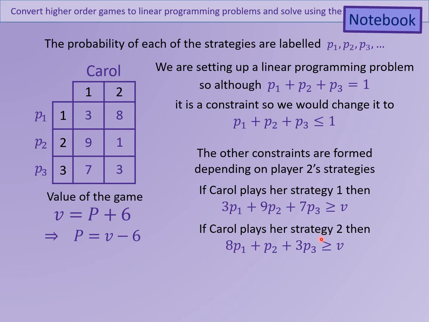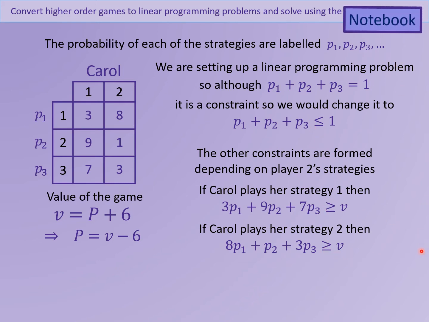If Carol plays her strategy 2, you'd get 8P1 plus P2 plus P3 is always greater than or equal to V. So a little bit different, a little bit more unusual, but you've almost got to learn this as an algorithm. You've got to make sure you can set up your profit function and set up your constraints. All right, always less than or equal to 1, always greater than or equal to the value of the game. So just remember those key facts.